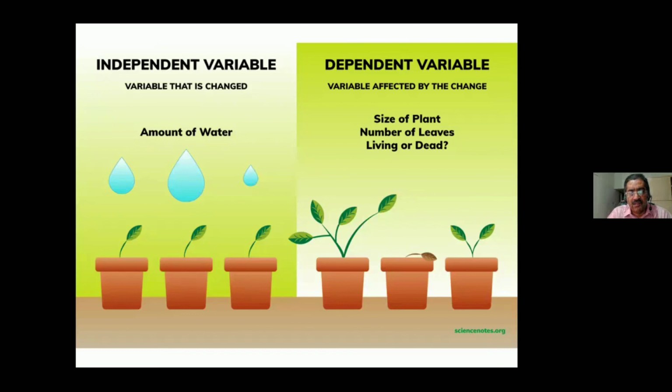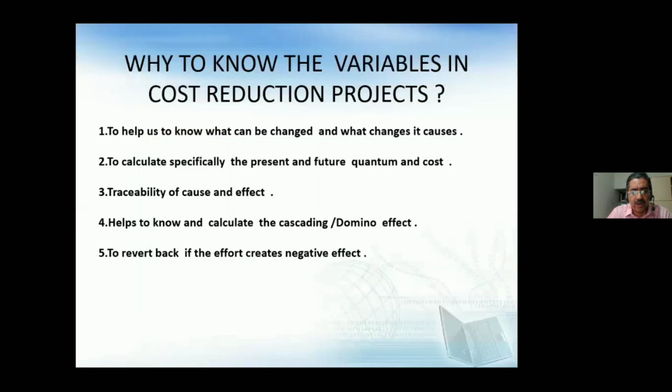We are not interested in the size of the leaves. We are not interested in the size of the plant. We are interested in the good yield. And one independent variable is the amount of water you give. When you give good water, automatically the leaves will grow. When the leaves grow, they produce more chlorophyll. It gives you a good fruit. I hope I am clear on these variables.